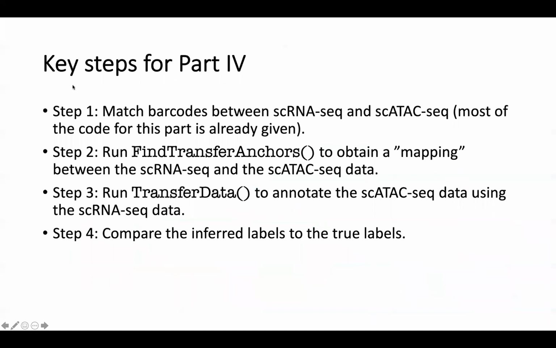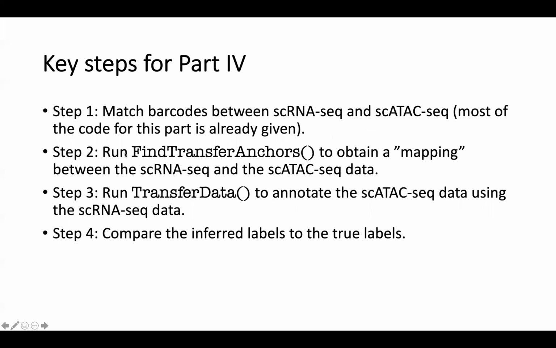So I guess the key steps that you're going to perform in part 4 are, first, you're going to match barcodes between single cell RNA-seq and single cell ATAC-seq. A lot of the code for this is already given, and the rationale behind this is explained in that part of the problem.